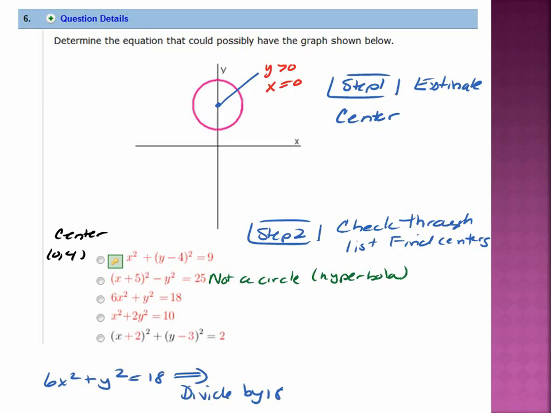Third one. Well, I have to remember all conic sections have to be equal to 1 at the end.